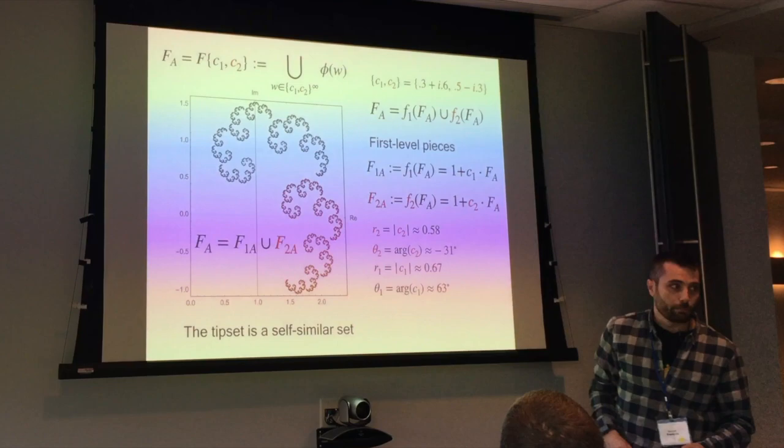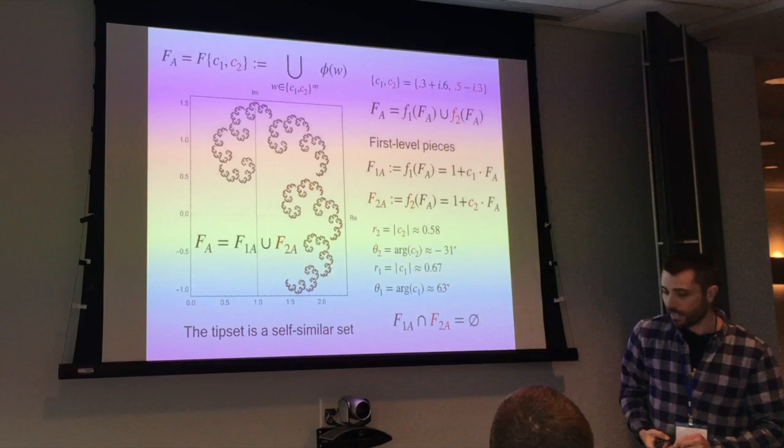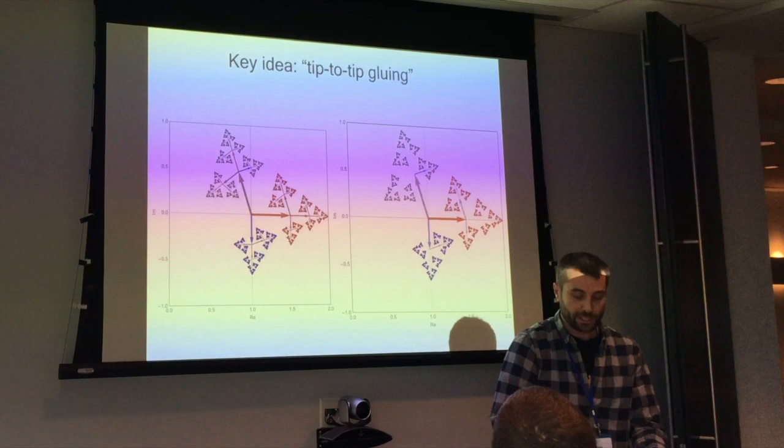If it's a binary tree, you have two. And by looking at whether they are intersecting or not, you can see if they are connected or not. In this case, it's a Cantor set in the plane. But the key idea when I started this project 2 years ago was to impose some connectivity conditions.